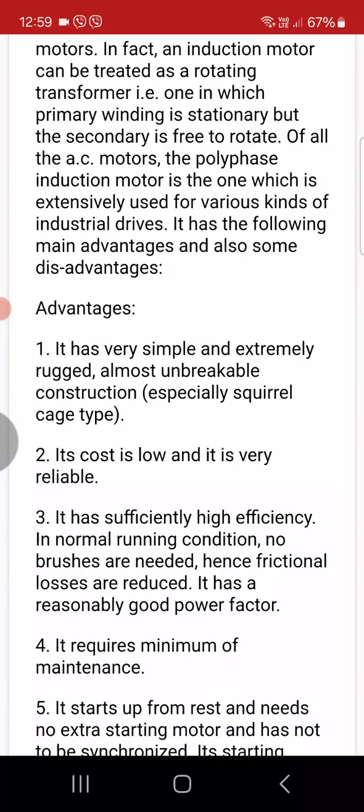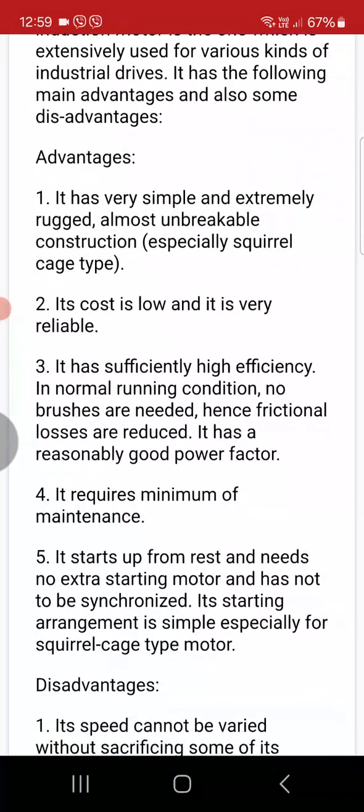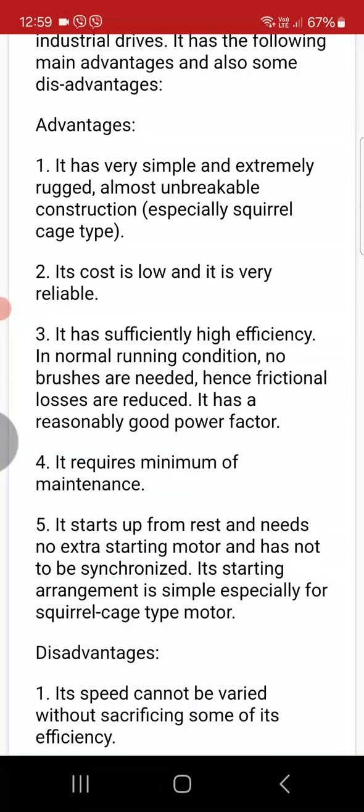It requires a minimum of maintenance. It starts up from rest and then speeds up. No starting motors are needed and it does not have to be synchronized. Its starting arrangement is simple, especially for squirrel cage type motors.